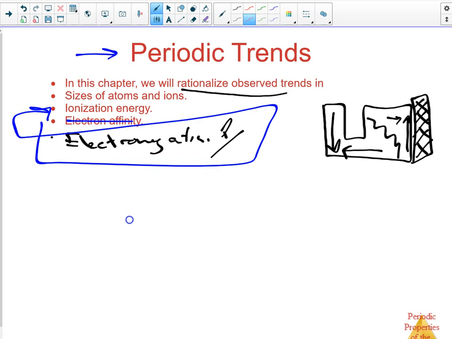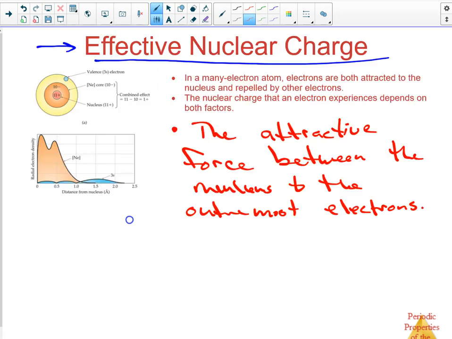All right, the periodic trends. In this chapter, we will rationalize the observed trends in sizes of atoms and ions, ionization energy, electron affinity, which really is more importantly electronegativity. So we're going to learn the trend and we're going to learn why. And it's not really that bad. So the very first and really most important part to learn at the start is what we call Zeff. Zeff is the effective nuclear charge. If you read this and watched the video, you should have a super good idea of what Zeff is.